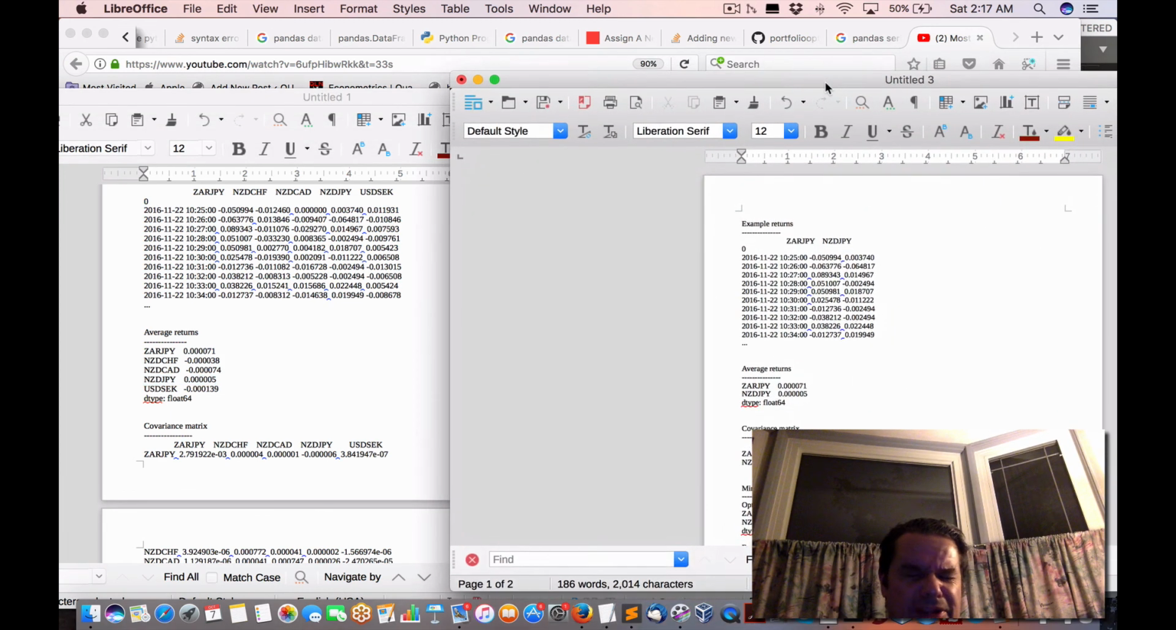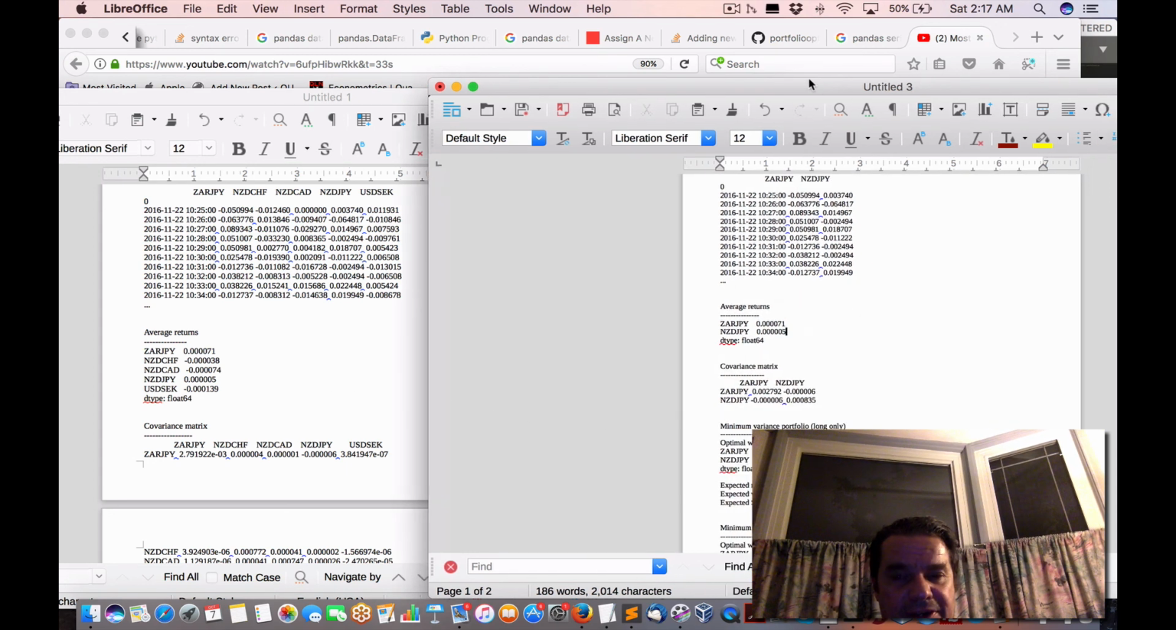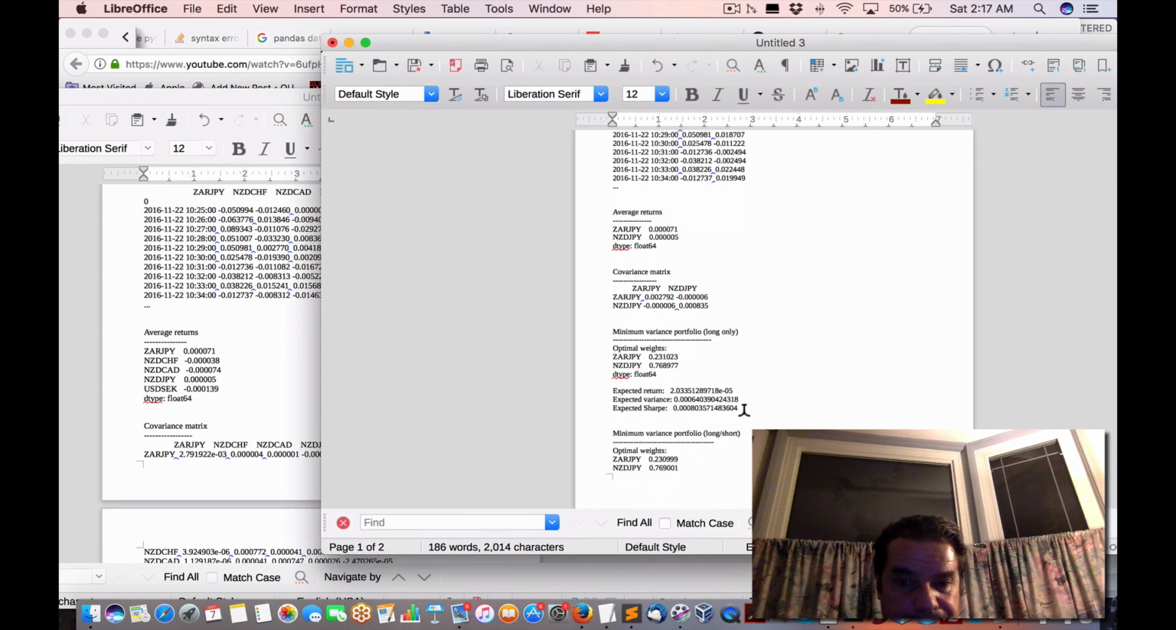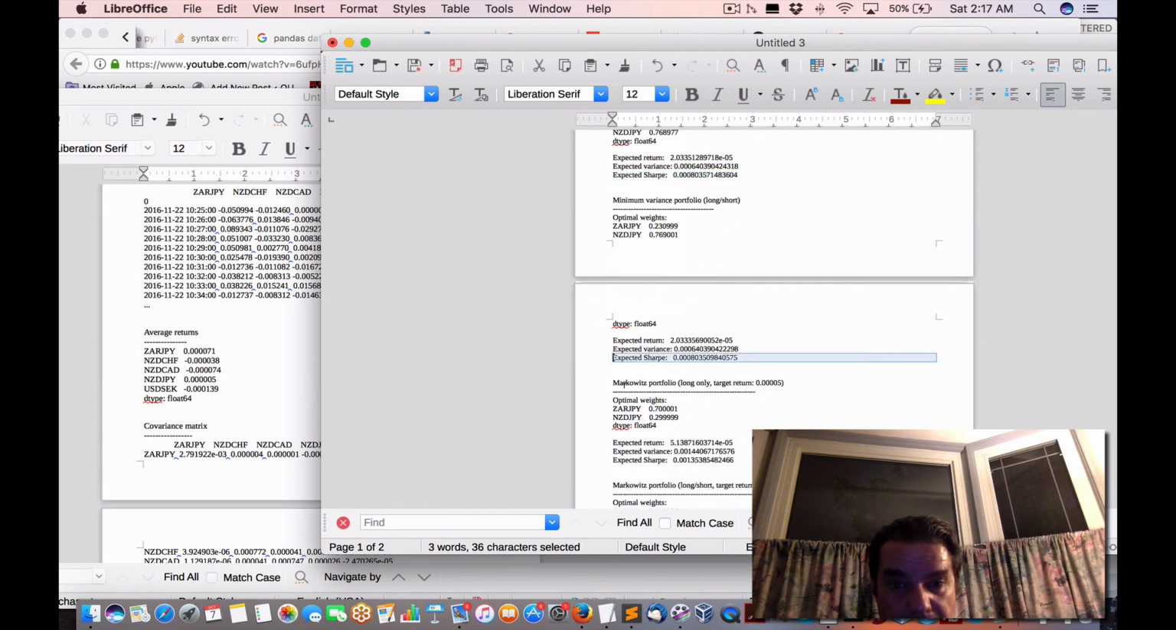So let's do a comparison between this mix of assets and this mix. First of all, what you need to understand is the Sharpe ratios in all of these strategy types are all positive.